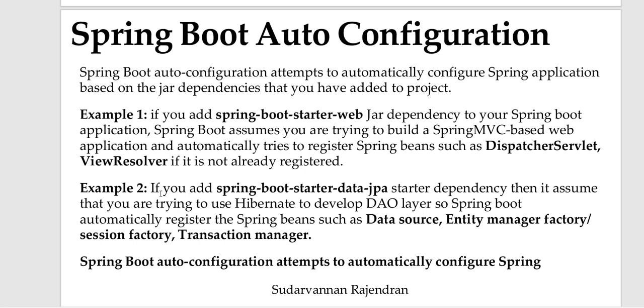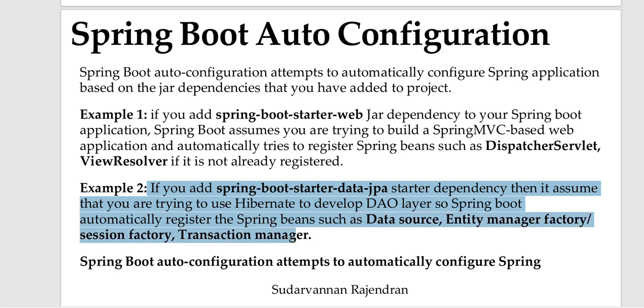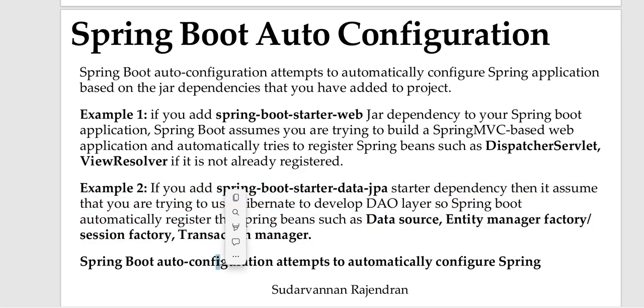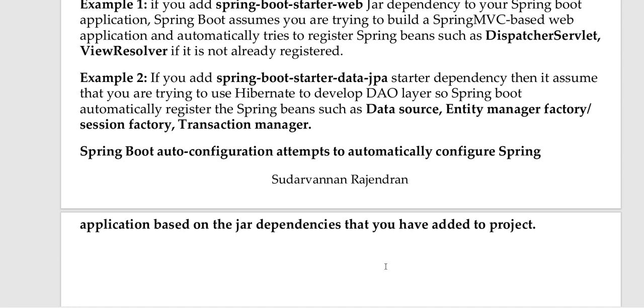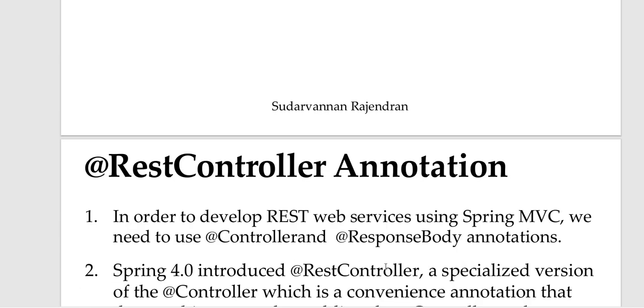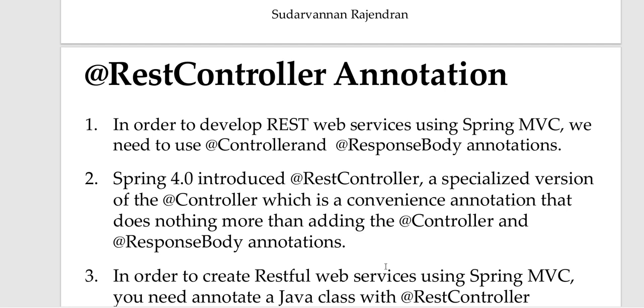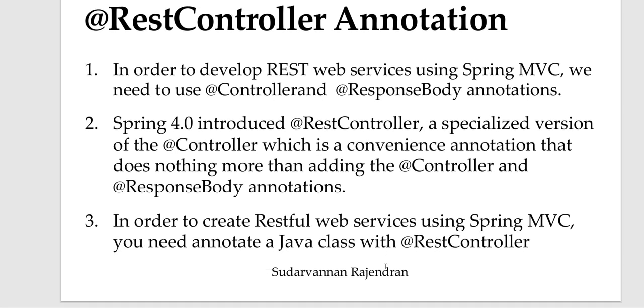Okay, got it. One more example: if you add the Spring Boot starter data JPA dependency, then it assumes that you are trying to use Hibernate to develop the DAO layer. So Spring Boot automatically registers the Spring Beans such as data source, entity manager, and transaction manager. Spring Boot auto configuration attempts to automatically configure the Spring application based on the jar dependencies that you have added to the project.